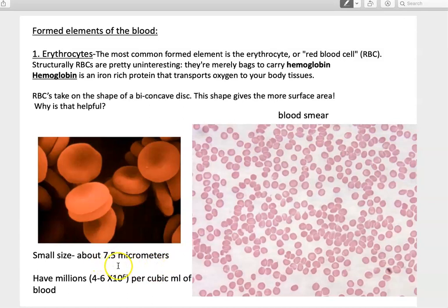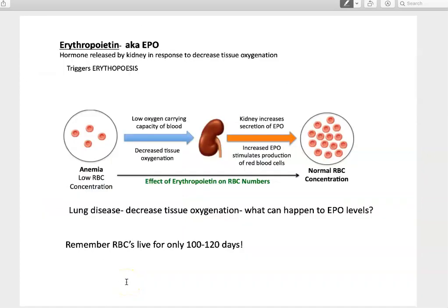So this is the size. You don't have to know what the size is. Just know it's small. But when we start looking at white blood cells, we're going to be comparing the size of a white blood cell to these red blood cells. So normally we have about 4 to 6 million red blood cells per cubic mil of blood. So 10 to the 6 is million. So millions of red blood cells.